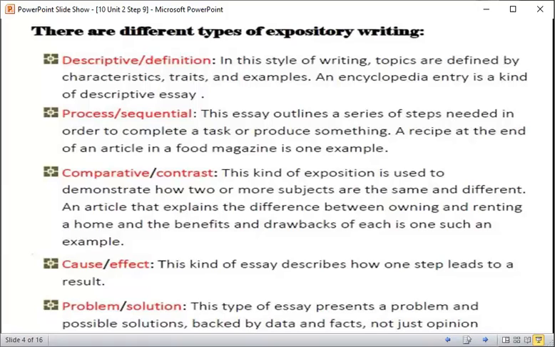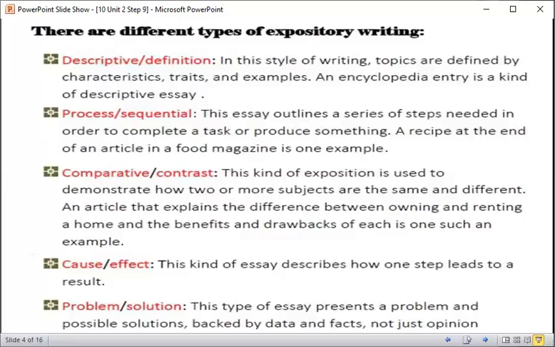Comparative or contrast is a kind of expository writing that demonstrates that two or more subjects are the same or different. Maybe the same, maybe different. So we have, for example, the difference between owning and renting a house. The benefits and drawbacks of each is one such example.